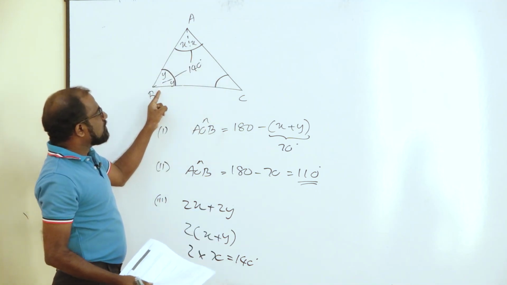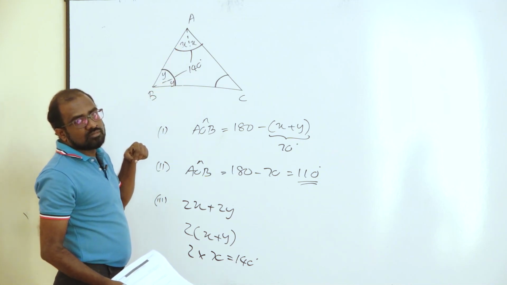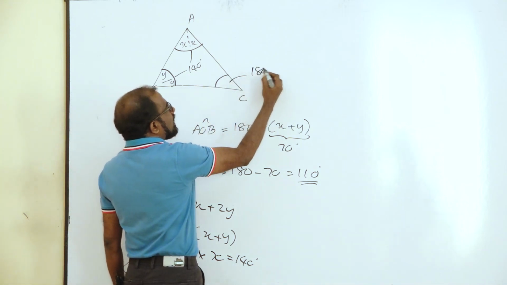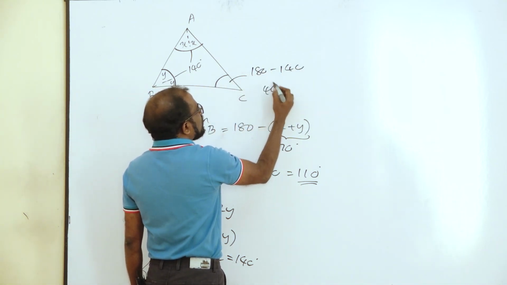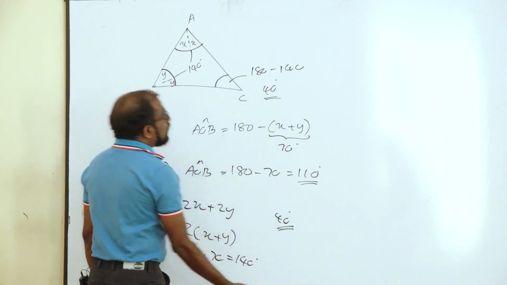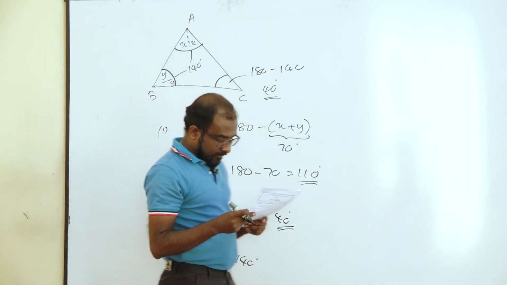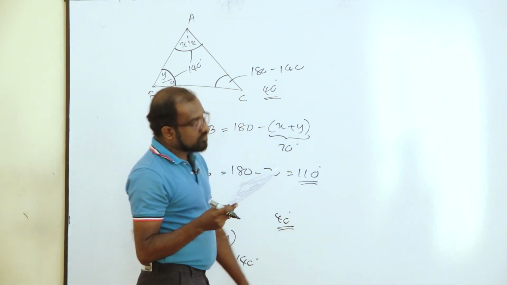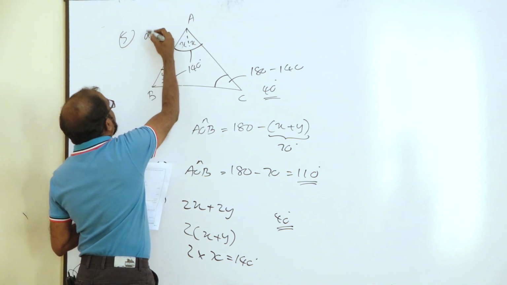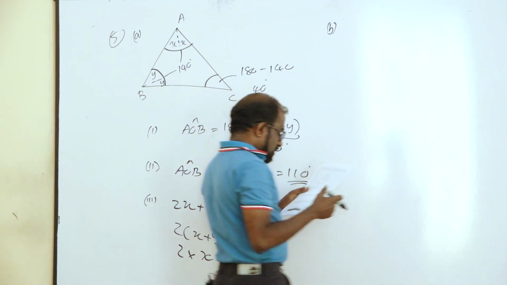In triangle ABC, the sum of these two angles is 140. So the third angle is 180 minus 140, which is 40 degrees. The value of ACB is equal to 40 degrees. So this is question number 5, part A. We'll go to the last two parts of that question.